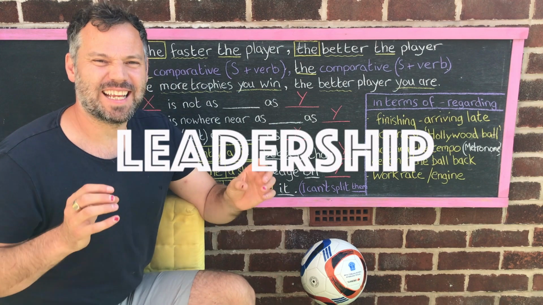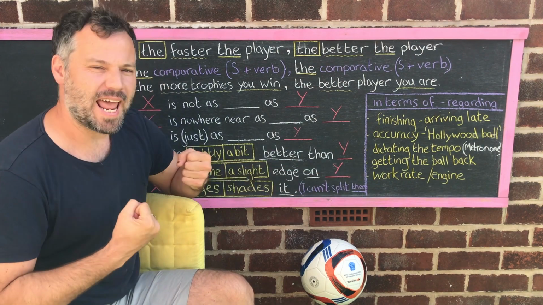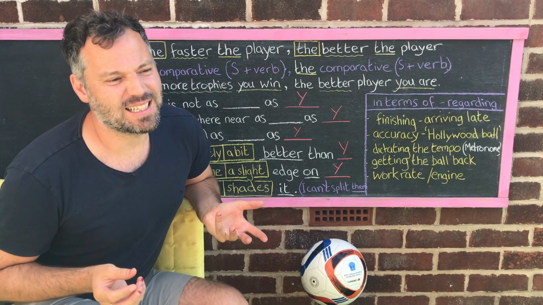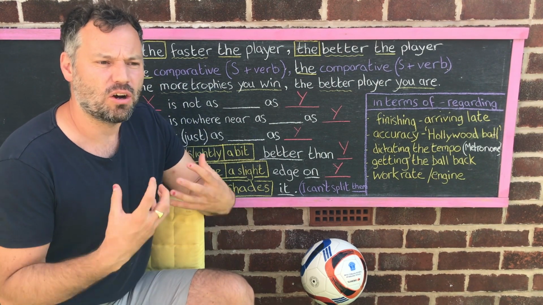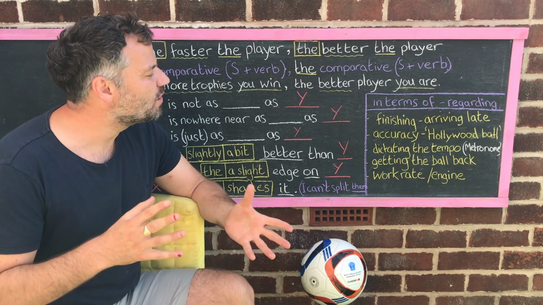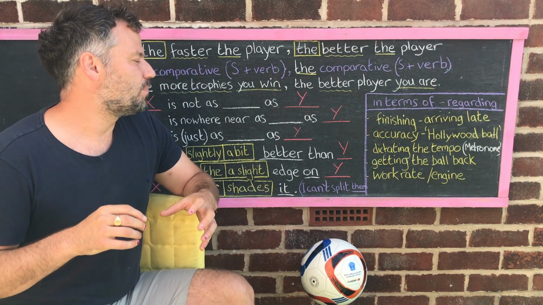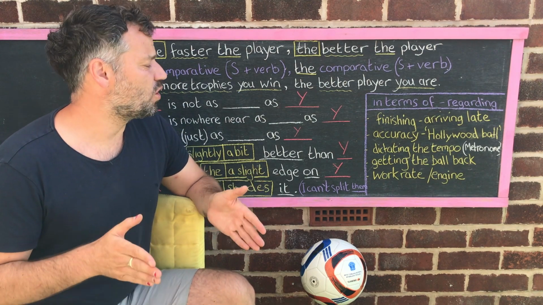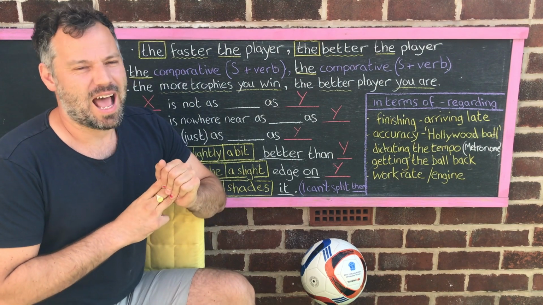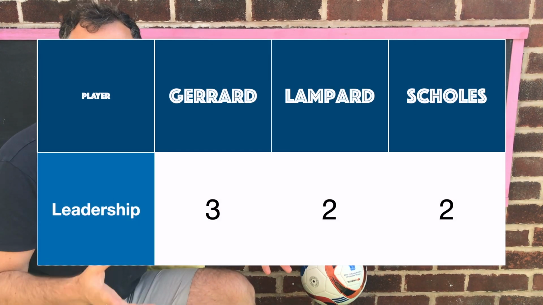Okay, the last category is leadership. So here I'm talking about in terms of work rate or an engine, the ability to get around the pitch for the full 90 minutes. And I think they all have good engines, and they're all good leaders for their teams. But Gerrard was the captain more than other players, and that does not mean he was better in that area, but people relied on Gerrard in Liverpool. So I think Gerrard 3 points. I can't split Scholes and Lampard, so I will give Scholes 2 points and Lampard 2 points as well.